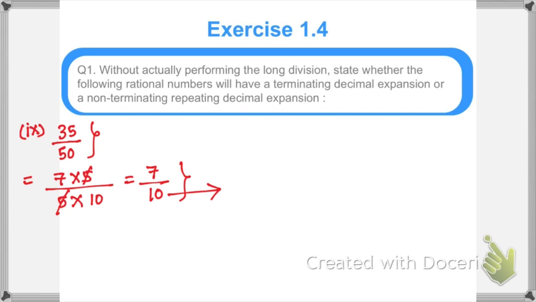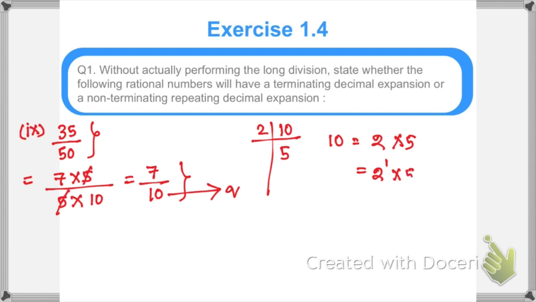So this 10 is the value of q, and now we will find the prime factors of 10. So the prime factors of 10 will be 2 5s are 10. So 10 can be easily written as 2 into 5, that is 2 to the power 1 into 5 to the power 1. So it is of course of the form 2 to the power n, 5 to the power m.